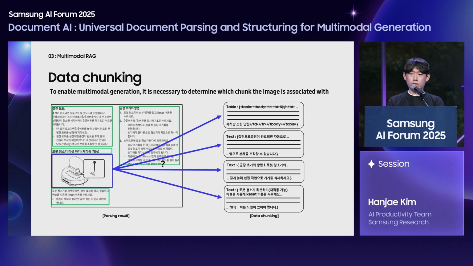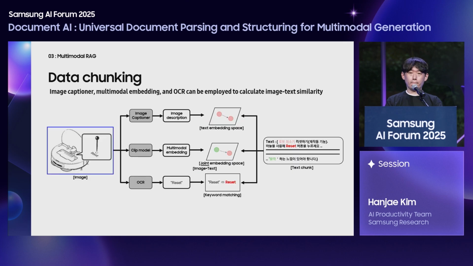Well, the main challenge here is images. When generation is performed to output both image and text together, it is necessary to determine which text chunks each image corresponds to. For example, in this case, the blue image should be connected with the bottom chunk containing vacuum cleaner reset information. The way this relevance is quantified significantly affects the connection result.